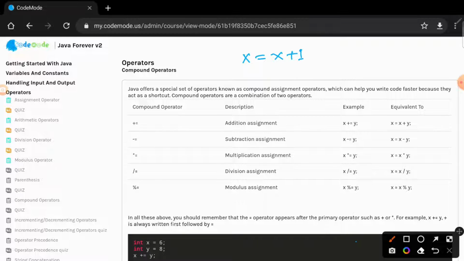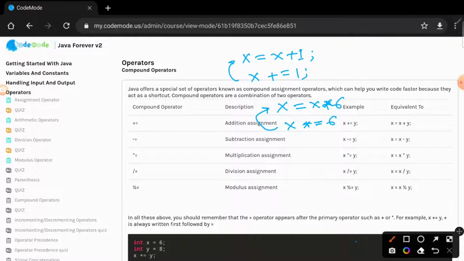Now, rather than writing x equal to x plus 1, we can also use a shortcut. We can say x plus equal to 1, and this is a shortcut for the same statement. In the beginning, if you're not very comfortable, don't use it. You can use regular x equal to x plus 1. Similarly, if I want to say x equal to x multiplied by 6, I can say x multiplied by equal to 6, which is the same as this statement.